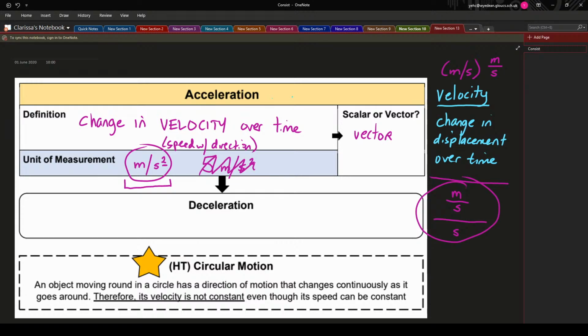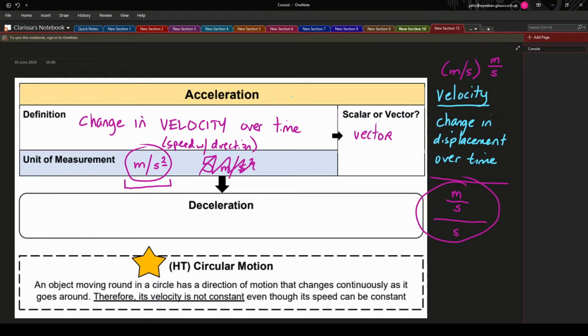Now, we have an offshoot definition. So basically, deceleration is another keyword that I want you guys to be aware of. Deceleration is acceleration. It's the same thing, but it's just a specific type of acceleration. So acceleration is the overall word that we use to represent a change in velocity over time. That's it.